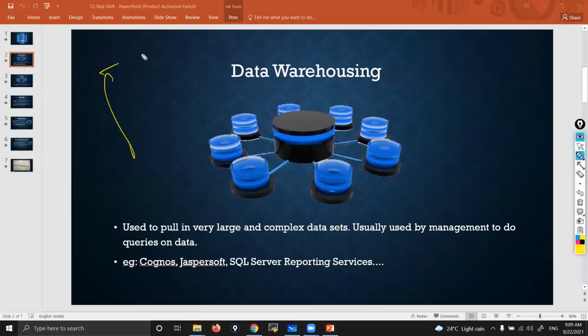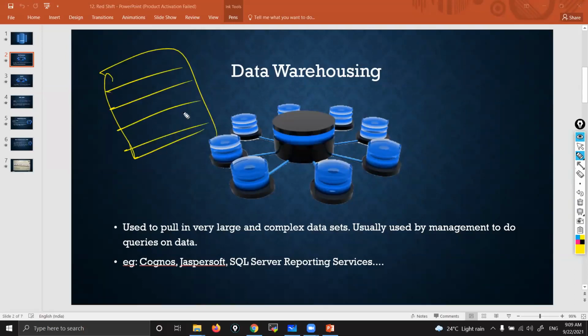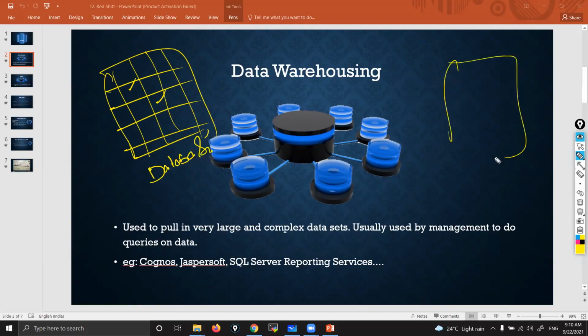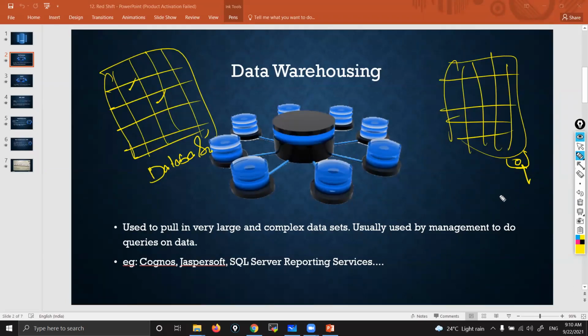For example, this data is there in these rows and columns. Suppose I want to get this value. This way of pulling we call normal database. Suppose I want the total profit, total final output. That way of pulling data we call data warehouse. That means how you are retrieving the data, that differs between database and data warehouse.